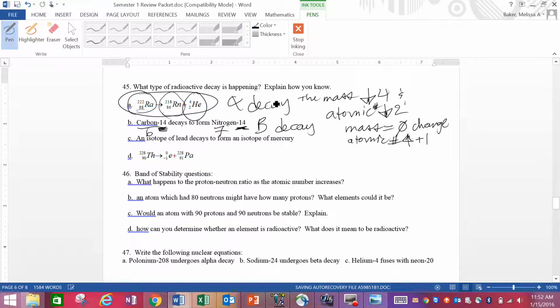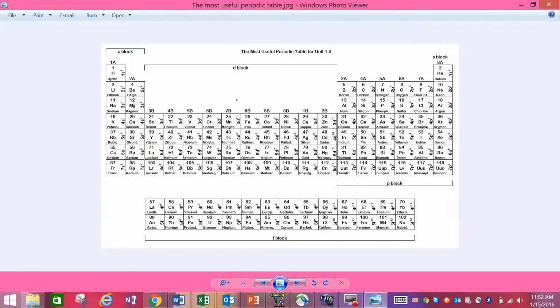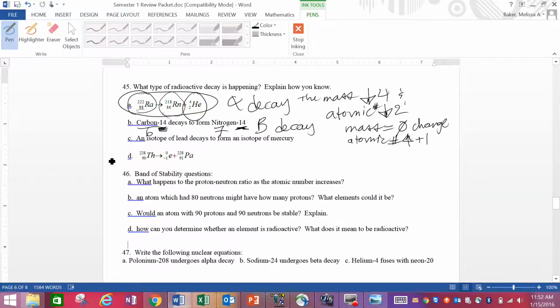Letter C. An isotope of lead decays to form an isotope of mercury. So if you check it out on the periodic table, lead is number 82, mercury is 80. So that means the atomic number has gone down by 2. We should recognize that as an alpha decay. Finally, the last one here, we've got a big nucleus and the mass stays the same, but the atomic number went up by 1. That's a beta decay.